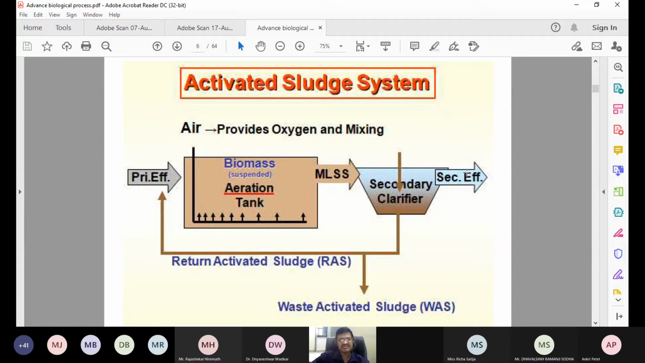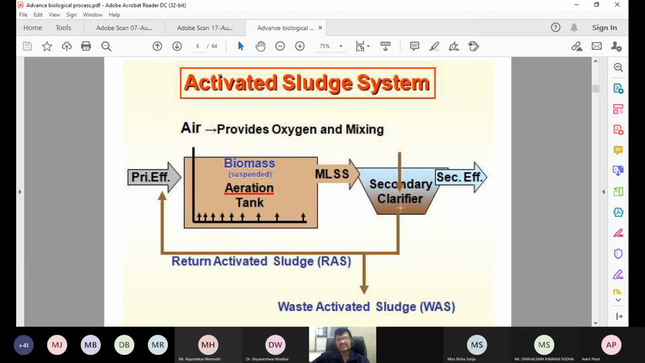So 30 is the limit that we can discharge to the river. That is by law also. Our pollution control board says if you discharge wastewater with more than 30 milligram per liter BOD, it is an offense. By law, you cannot discharge wastewater with a high BOD into the river water or any water body. So from 400 it becomes 30.